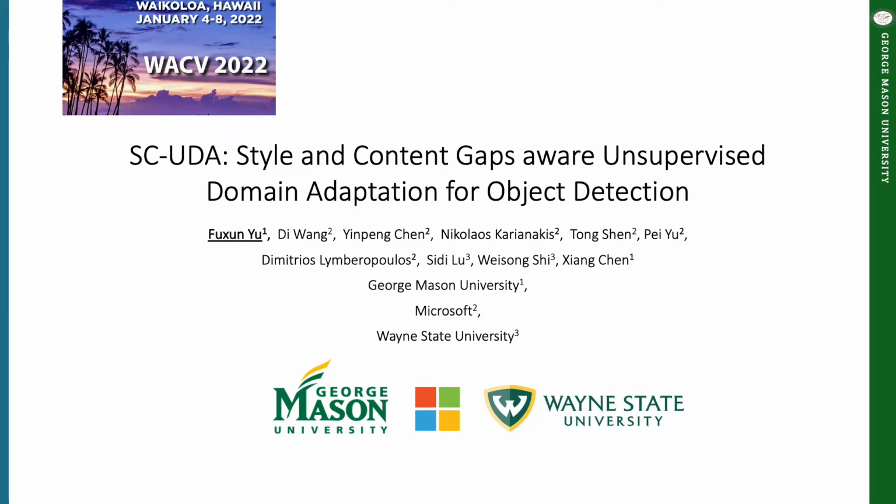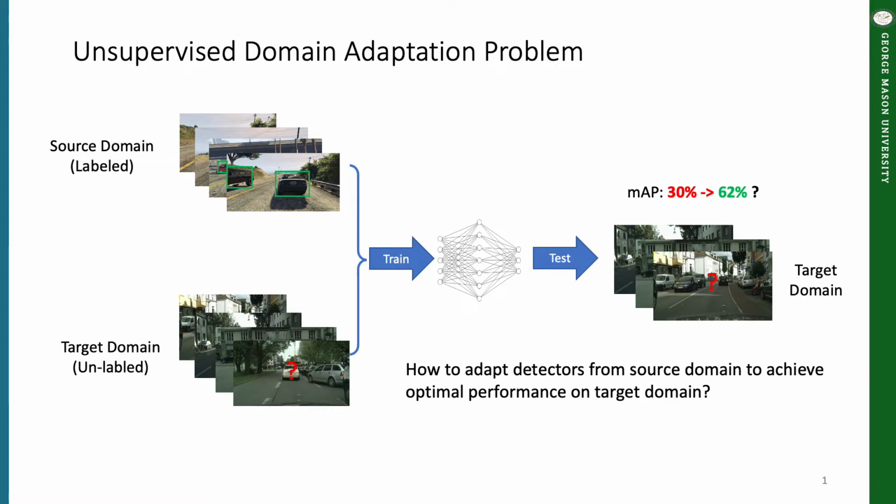Today I'm glad to share our new work, SC-UDA: style and content gaps aware unsupervised domain adaptation for object detection. This is joint work from George Mason, Microsoft, and Wayne State University. Our work aims to address the unsupervised domain adaptation problem. So given the source domain with labels, what we want to do is to adapt the detector trained on the source domain to test on the target domain and get optimal performance.